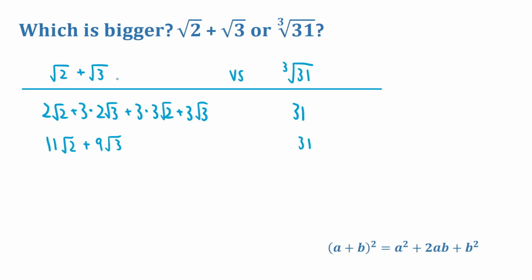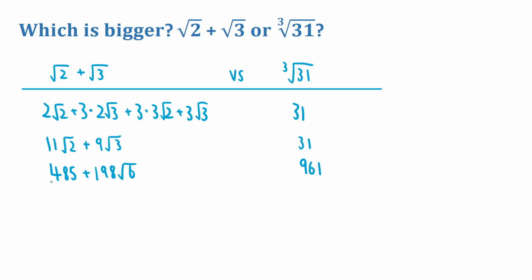We should now square both sides to reduce the number of square root terms on the left-hand side, and we can use the a plus b all squared formula to find that 11 square root of 2 plus 9 square root of 3 all squared is equal to 485 plus 198 square root of 6. And on the right-hand side, 31 squared is equal to 961.